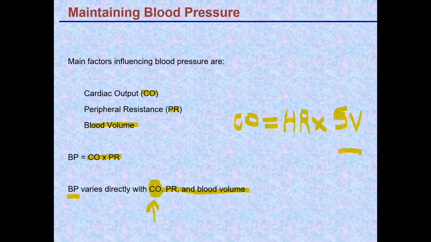Peripheral resistance: you can get an increase in blood pressure due to vasoconstriction of the overall systemic circulation. If you have a higher overall blood volume, then you will also have a higher BP. But in general, BP is equal to cardiac output times peripheral resistance.